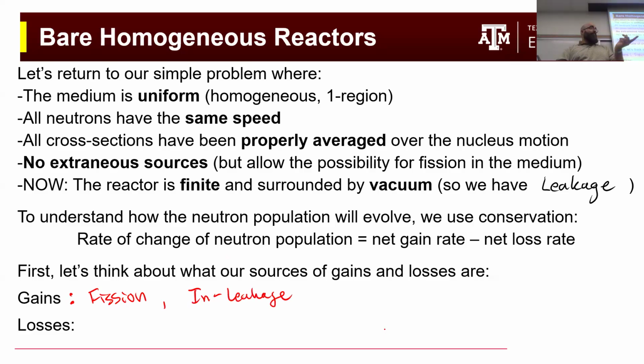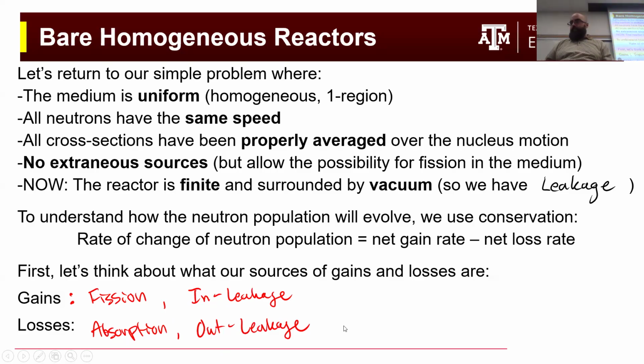And then the loss from before is still the same, that we could still have absorption. But now we could also lose neutrons if they leaked out. So I'll call the neutrons leaking out our out leakage. So if we're thinking about change rate equals gain rates minus loss rates, these are going to be the components of our gains. These are going to be the components of our losses.